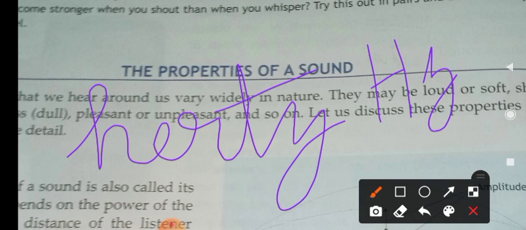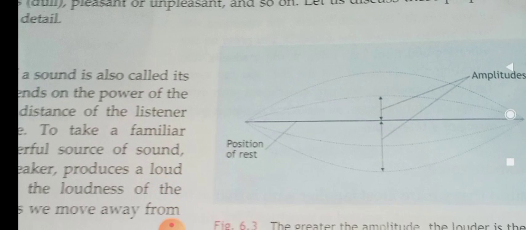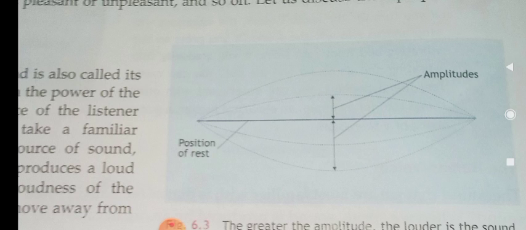Do you understand? The loudness of the sound is also called its intensity. Intensity of the sound depends on the amplitude. The amplitude is the maximum displacement of a source during its vibration. What is the loudness of the sound? How loud the sound is, is called its intensity, and this intensity depends on the amplitude. The amplitude is the maximum displacement of a source during its vibration.